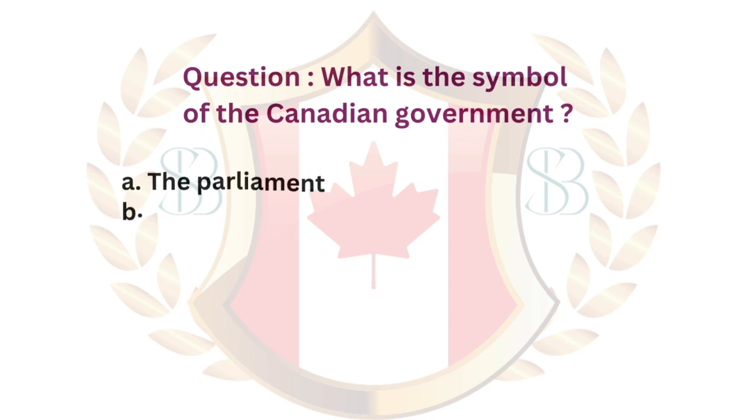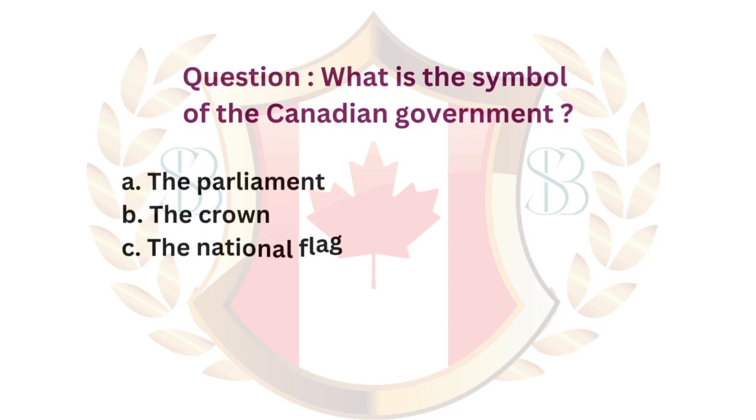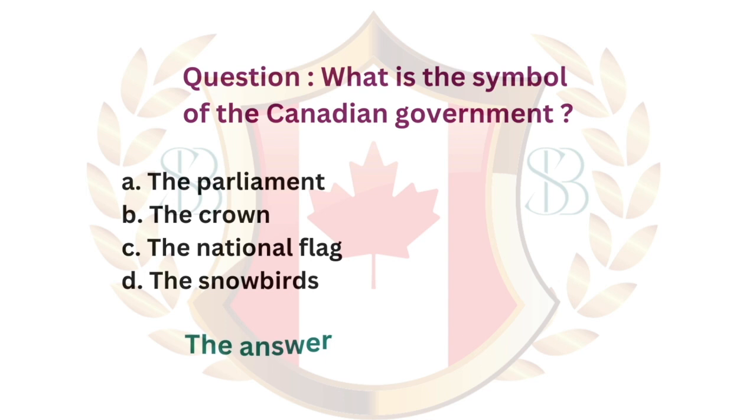Question. What is the symbol of the Canadian government? A. The Parliament. B. The Crown. C. The national flag. D. The Snowbirds. The answer is B. The Crown.